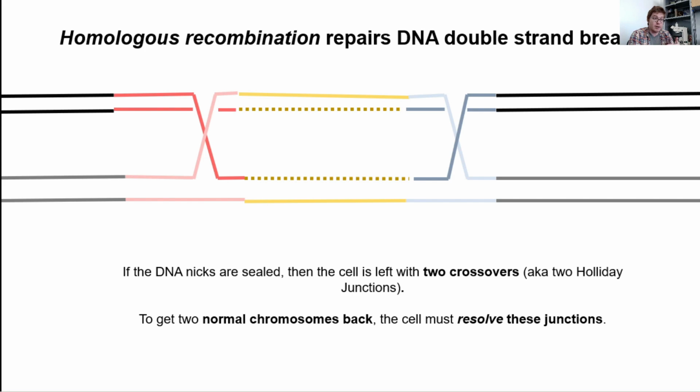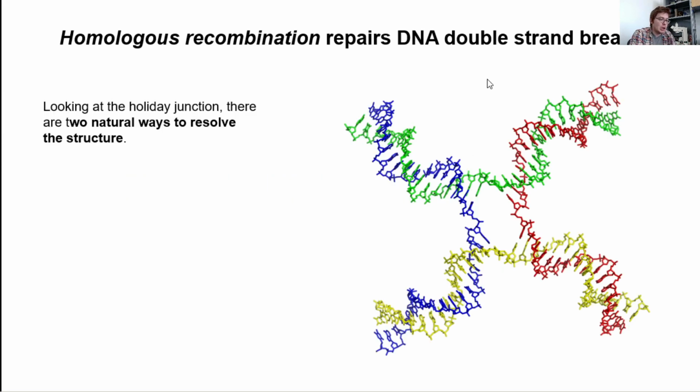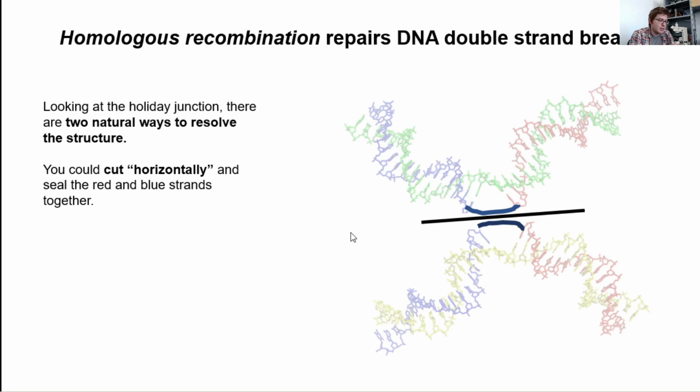And so in order to get our ordinary chromosomes back, the cell has to resolve these junctions. And so what does that mean? Well, if we were to look at a Holliday junction like this and say, what do we need to do? Well, we're going to need to cut it and connect some of these pieces back together in order to separate this structure. There are two natural ways that you can do this, right? You could cut across the Holliday junction horizontally, like you see here, and then you could connect the red and blue strands together like this. So that would be one way in which you could resolve the structure.